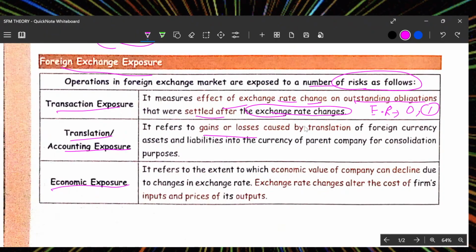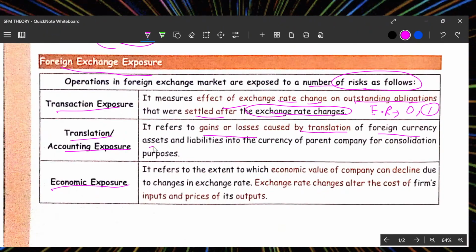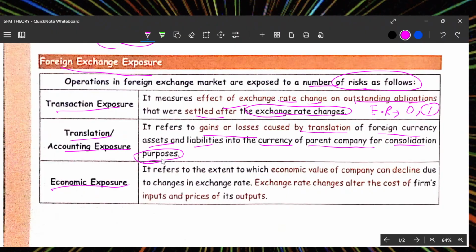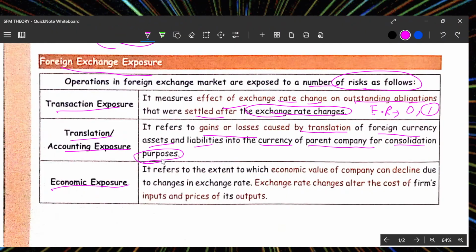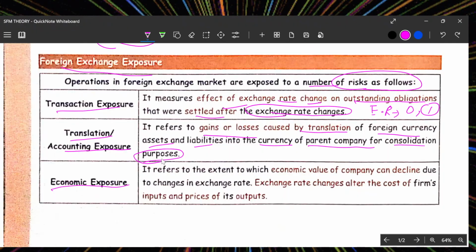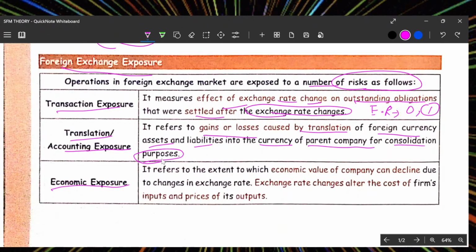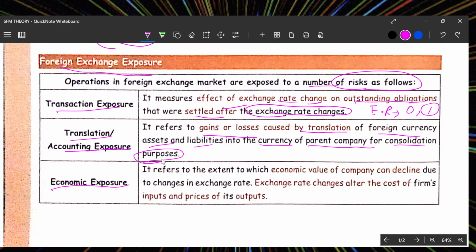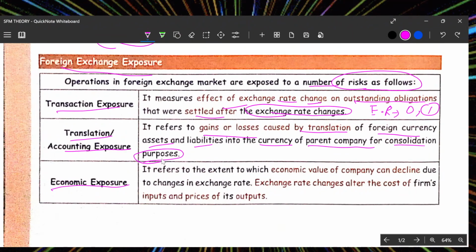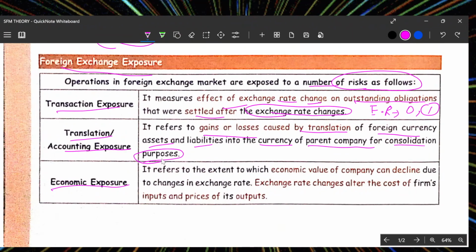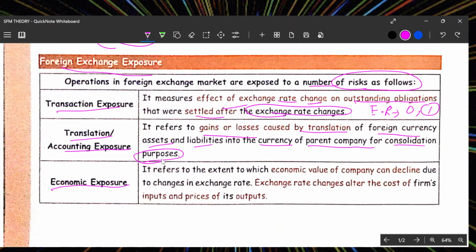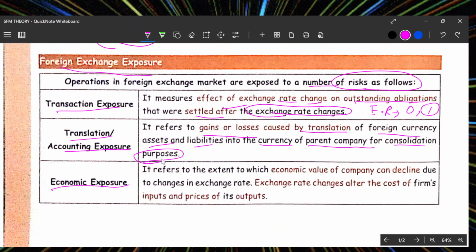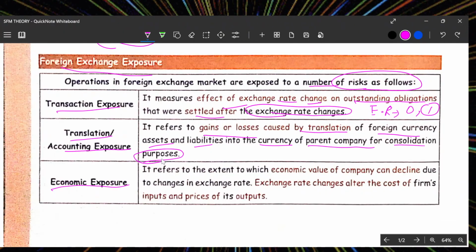This refers to the gain or loss caused by translating foreign currency assets and liabilities into the currency of the parent company for consolidation purposes. What happens? Sometimes I have not done any transaction, but I have an account in a foreign country, and that account holds some dollars. Due to inflation, the dollar value has increased, so my values increase or decrease. This is found in consolidation. This is translation accounting exposure.